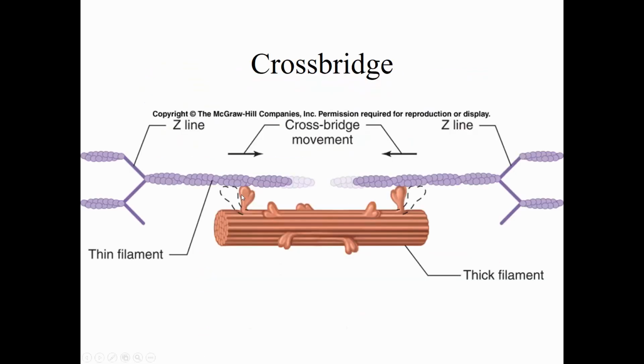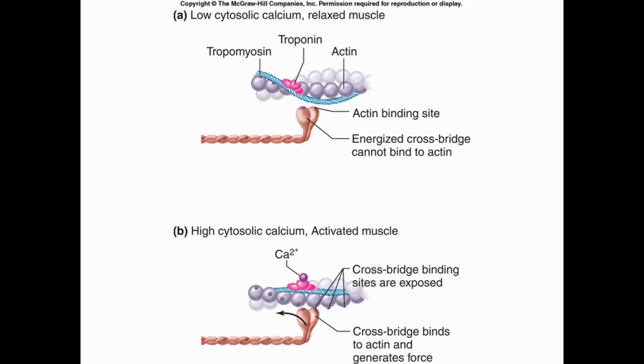So cross bridges occur between the myosin head and the actin, and actin and myosin bind, then myosin does a power stroke. And as myosin moves, if it's attached to actin, then actin moves as well. Again, actin has a binding site for myosin. However, much of the time, that site is not available because it's covered up by tropomyosin. So the position of tropomyosin is regulated by troponin.